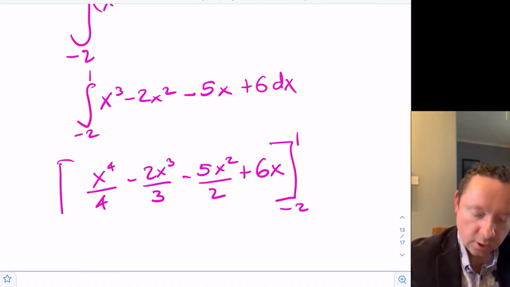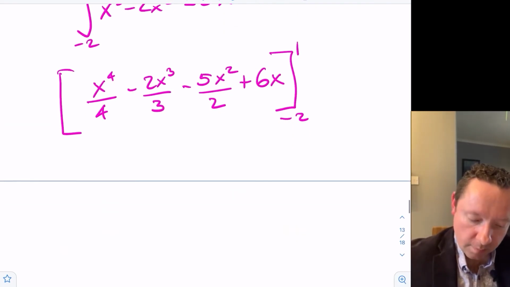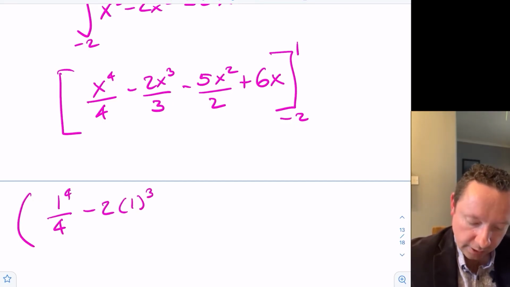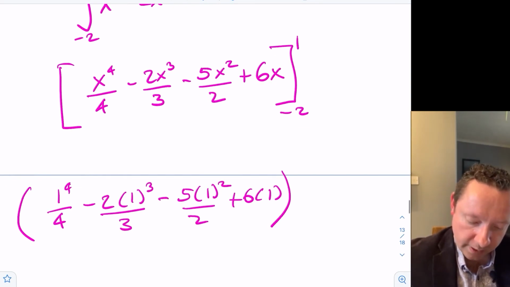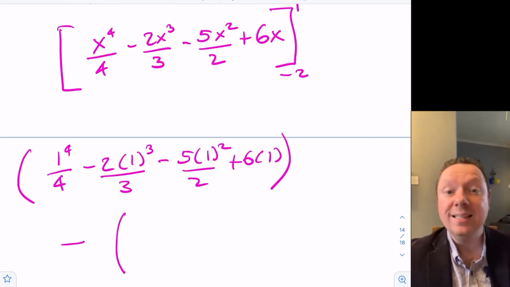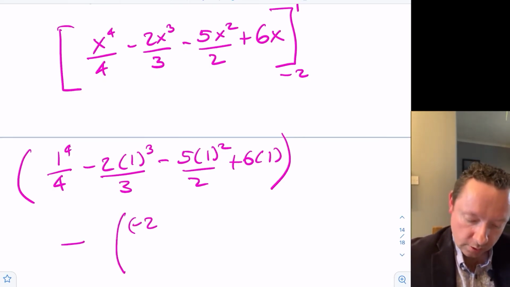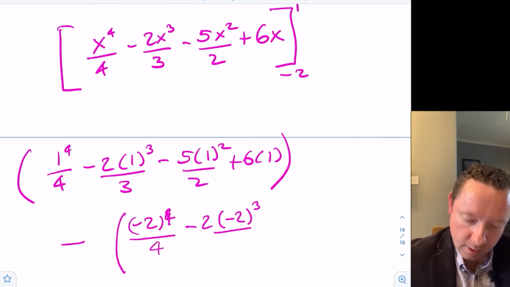So now we need to substitute. So substituting our limits, our first limit is 1, so it's 1 to the 4 over 4 minus 2 times 1 cubed over 3 minus 5 times 1 squared over 2 plus 6 times 1. Quickly run out of space, so I'll put my minus here and then put in minus 2. We get minus 2 to the power of 4 over 4 minus 2 times minus 2 cubed over 3 minus 5 times minus 2 squared over 2 plus 6 times minus 2.